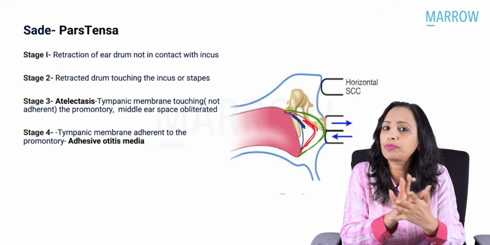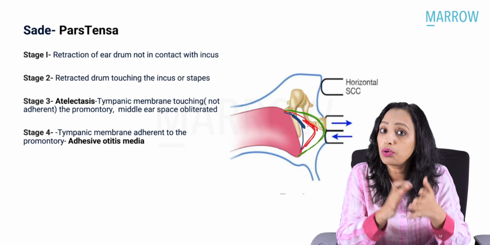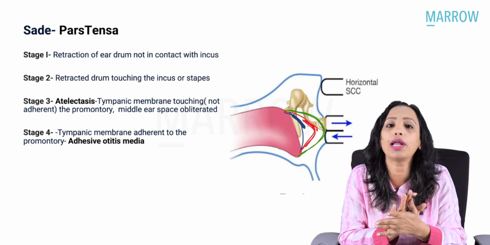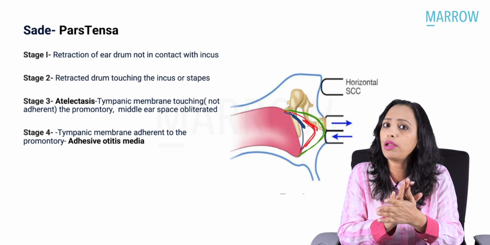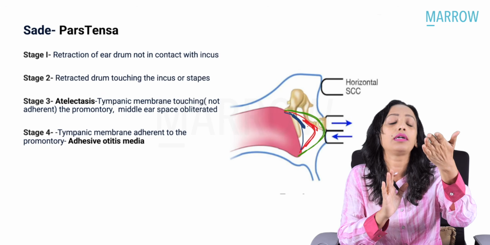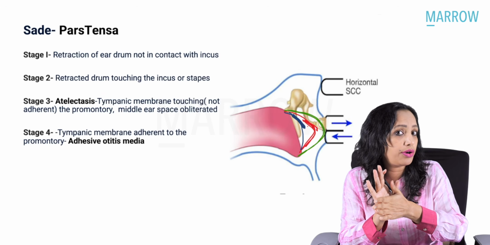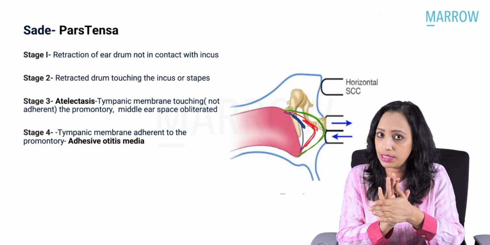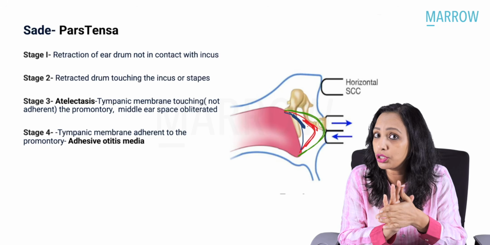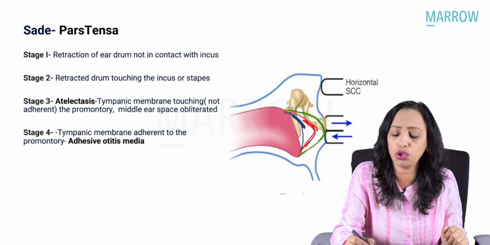Yes, what do we call the collapse of the lung? Atelectasis. So here also, collapse of the middle ear cavity is known as atelectasis. And what is stage 4? Stage 4 is the same, in that the tympanic membrane is not touching the promontory, but it is not only touching, it has got adhered to it. Is that clear? It has got adhered to it. Remember this. Now I will ask you to identify.